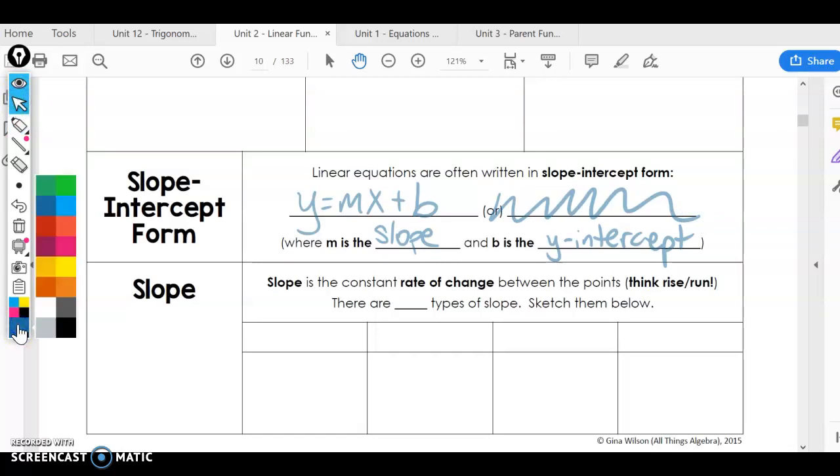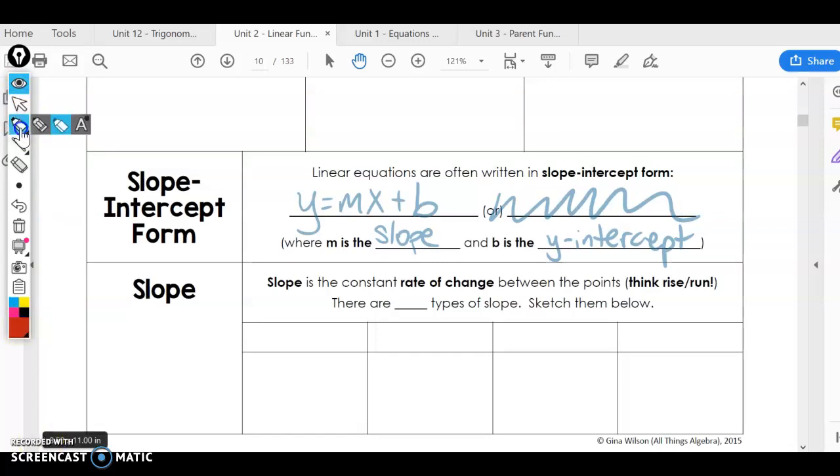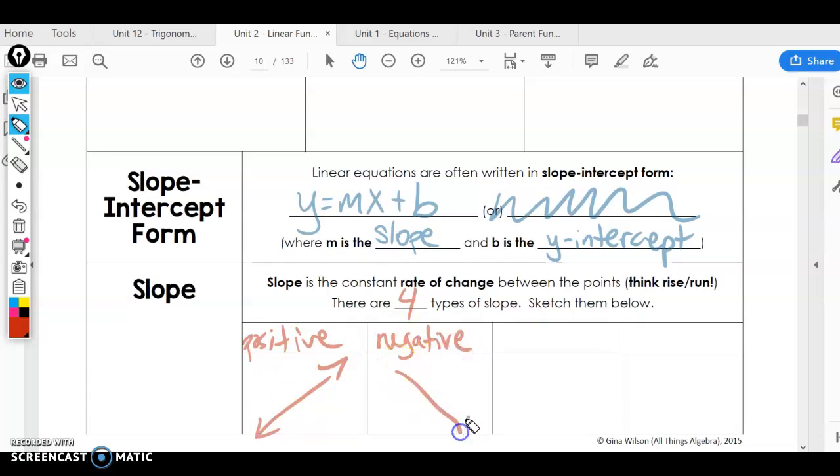Probably remember slope. We're going to talk about 4 types of slope. One type is positive. That's when it goes up from left to right. You can have a negative slope. You can have zero slope. That's when you have a horizontal line. Or you can have an undefined or no slope. Undefined or no slope are the same thing. That's a vertical line going like that. So 4 types of slope.